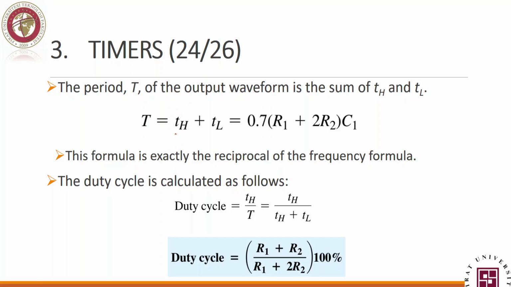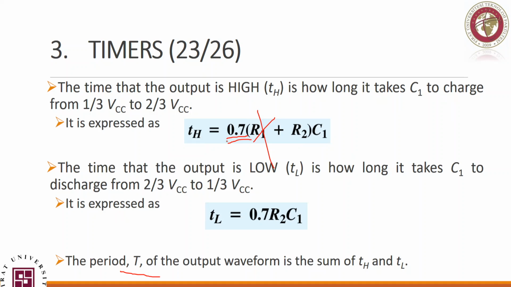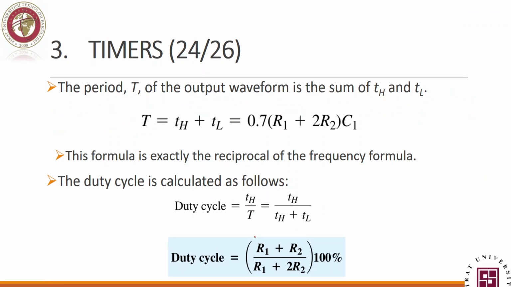But if you are requested to get time high, you have the equation. If you are requested to get time low, you have the equation. And we have one important thing, the duty cycle. I asked this one also during the exam for another signal, but it's very important.